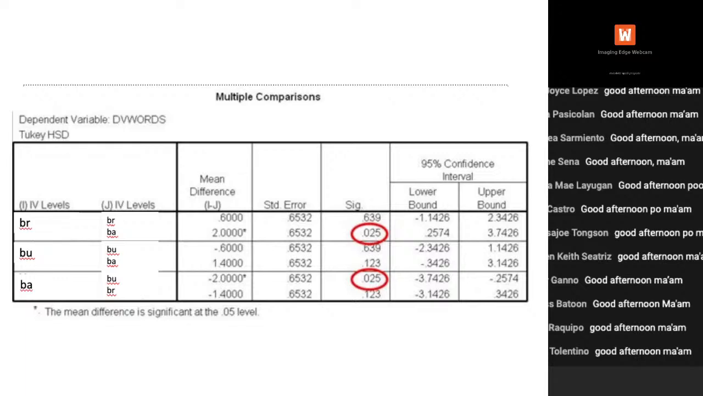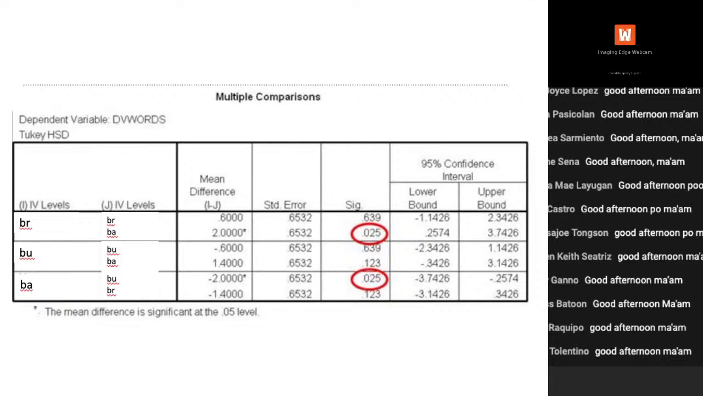Then, take note, may nagkaiba sa breaststroke at sa backstroke. Look at this p-value. So, the mean time to finish the leg differs between breaststroke and backstroke. In like manner, for backstroke and butterfly, ayan, the mean time to finish a 100 meter leg significantly differs. So that's it. Okay? So this is how we do analysis of variance.